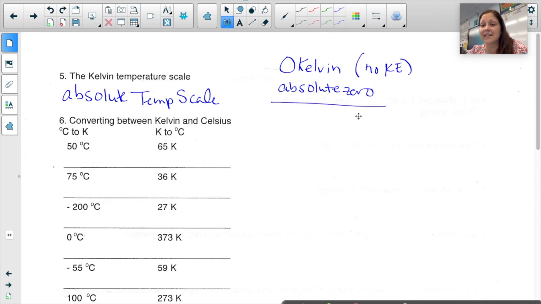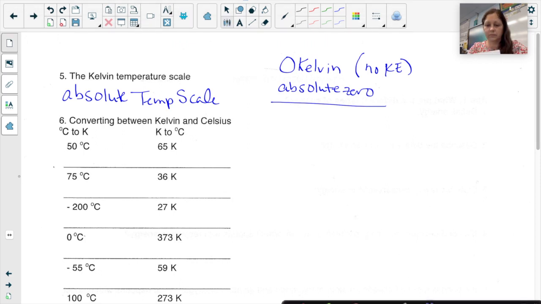And at that temperature, based on different graphing extrapolations that have been done by scientists, they would expect that there would be zero kinetic energy at this particular temperature. At this point, I'll ask you to take out your reference table.